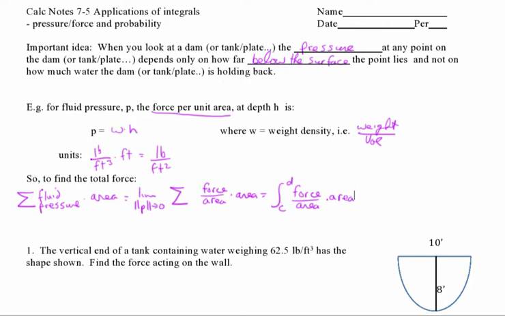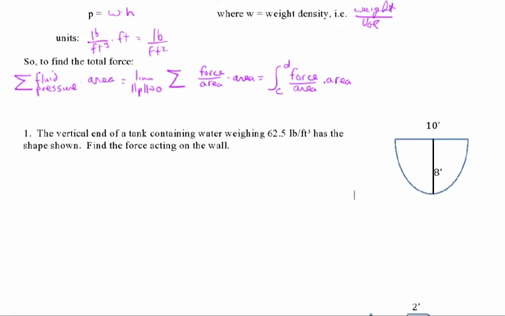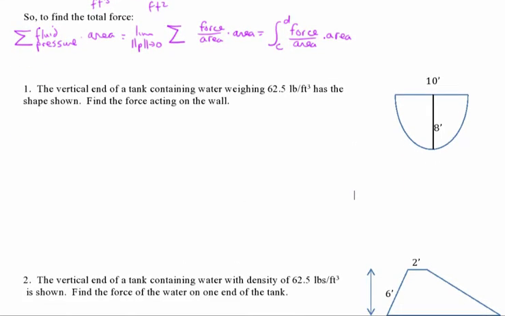All right, let's take a look and see if we can apply this to this problem here. The vertical end of a tank containing water weighing 62.5 pounds per cubic foot has the shape shown. That's half an ellipse. Find the force acting on that wall. First of all, this idea should be somewhat familiar. We looked at population density before, and we had strips of area, and we found the area times the density. We found the population for that strip. We summed them all up. We're going to do a similar thing here.